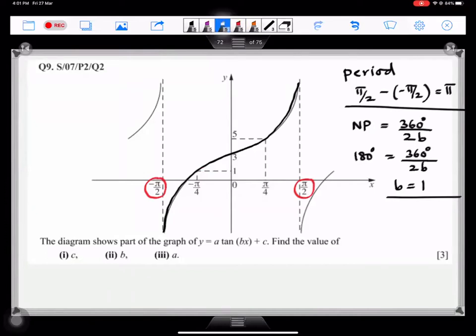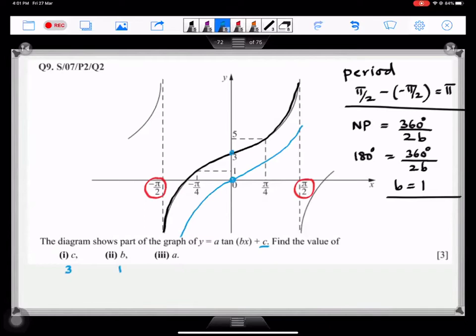Now, that means the original graph could have been like this. That means this 0 became a 3. Therefore, the value of c is 3. The value of b is 1, and the graph has been risen up by 3 units. Now we know the value of b. Now we know the value of c.